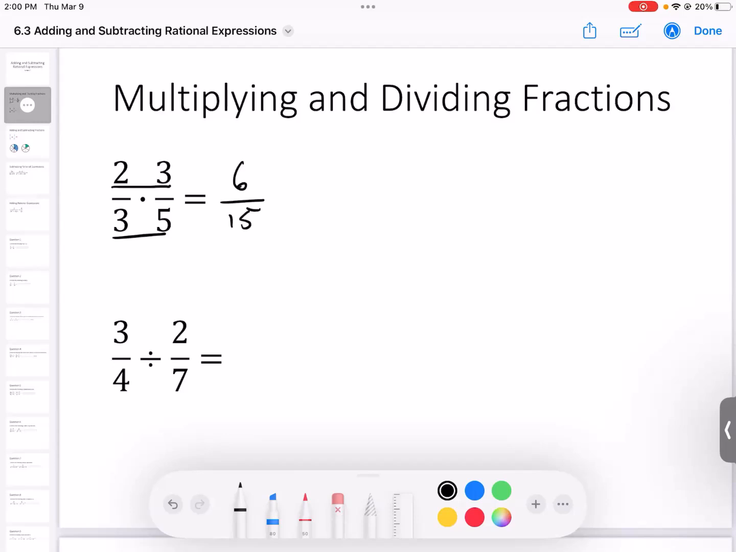And then when you divide, you can either do the reciprocal thing where you find the reciprocal of the second fraction and multiply them, or you can use the method I showed you guys last time where you do the zigzag multiplication pattern. So like you go 3 times 7 gives you a 21 on the top, and then 4 times 2 gives you an 8 on the bottom. So when you're multiplying and dividing, you multiply the tops and the bottoms.